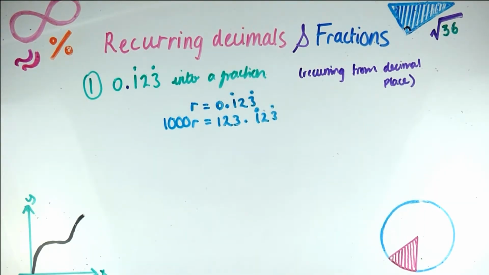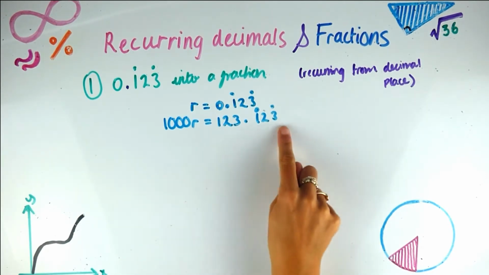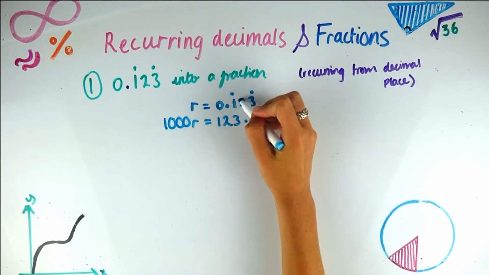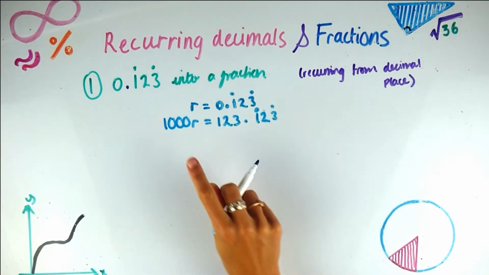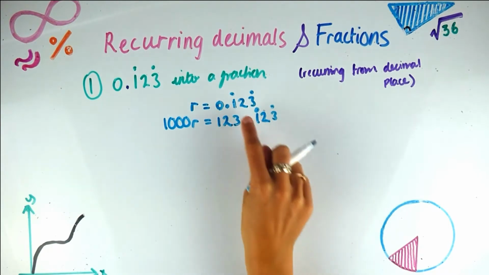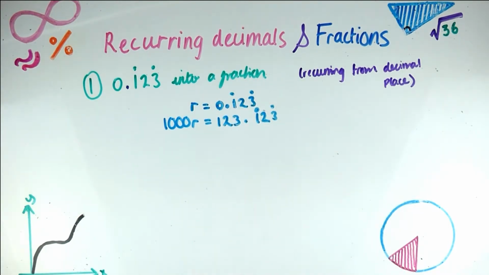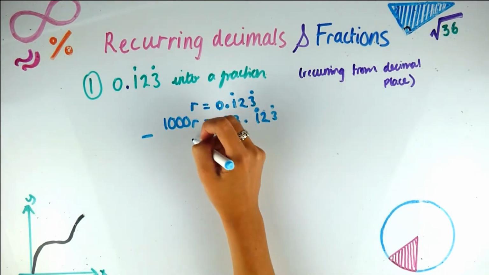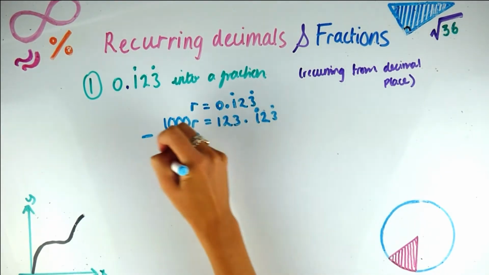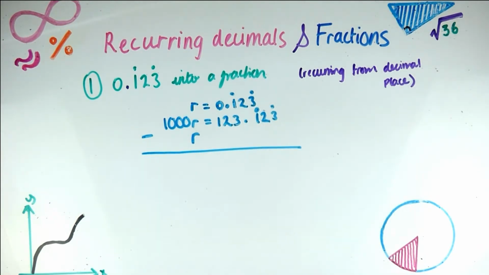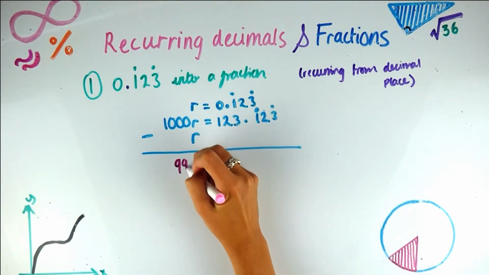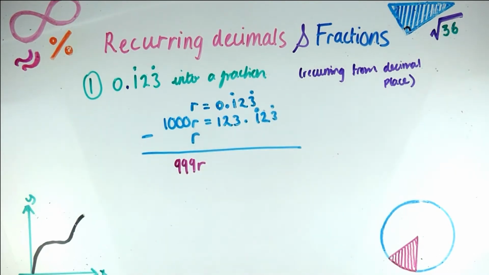Basically, our aim is to get another one where we have the same exact part recurring straight after the decimal point. As you can see, this starts from 1, 2, 3 recurring, and so does this one. So we multiply by 1,000 and we get the same part after the decimal point. The next step, you'll see why we did that, is to subtract r from your 1,000 r bit. So we have 1,000 r take away r. That gives us 999 r.